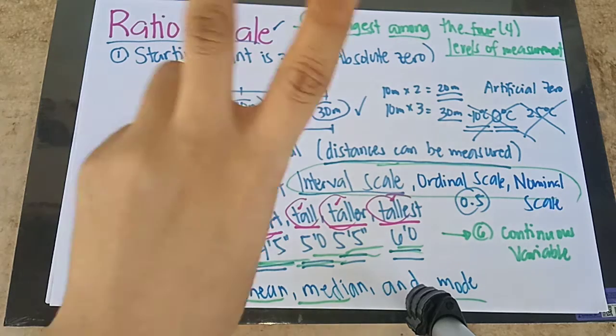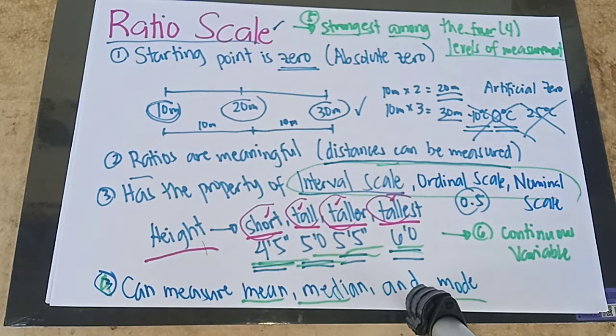Next, we have the ordinal scale for number 2. The ordinal scale uses qualitative variables arranged in a logical order. It can be from weakest to strongest, from least to most, or from greatest to smallest. Okay? It uses names, so meaning to say, it has the property of the nominal scale. It is a discrete variable as well. And it can measure mode and median only. So meaning to say, it is much stronger than the nominal scale.